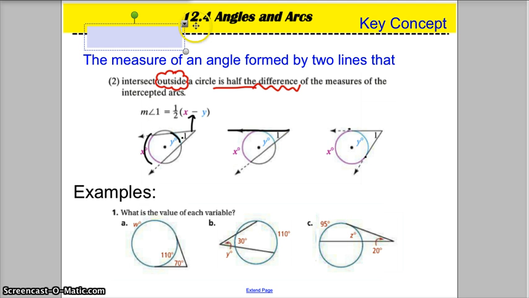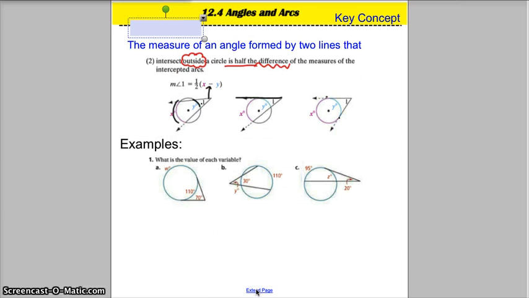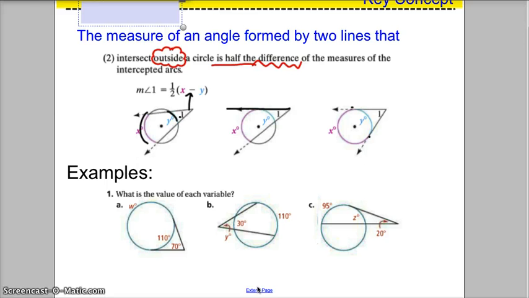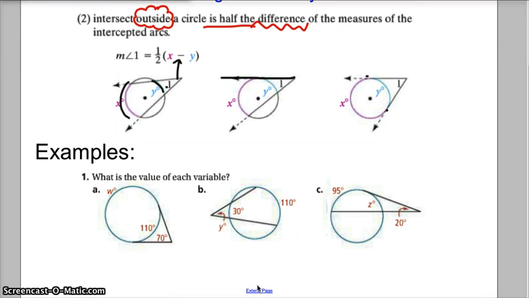The first one says, what is the value of each variable? So we're trying to find the measure of W. Oof, that got really small. So I know that this angle, 70, is equal to 1/2 the difference. So we've got to do the larger one, which looks like the W, minus the 110. It's an equation to solve.